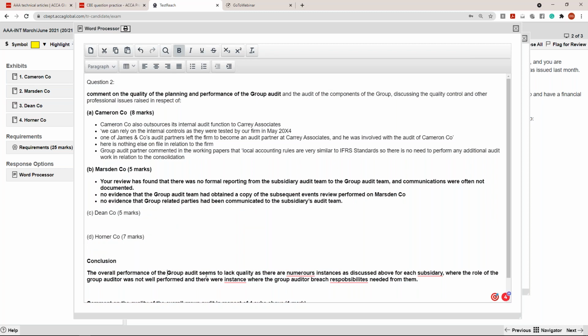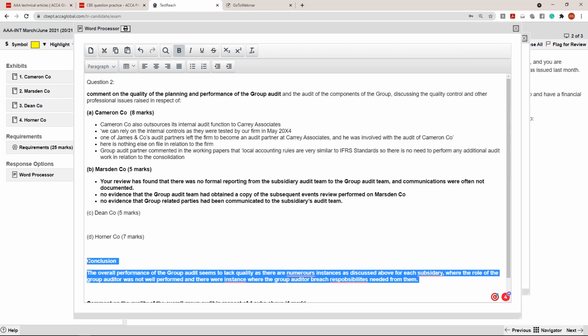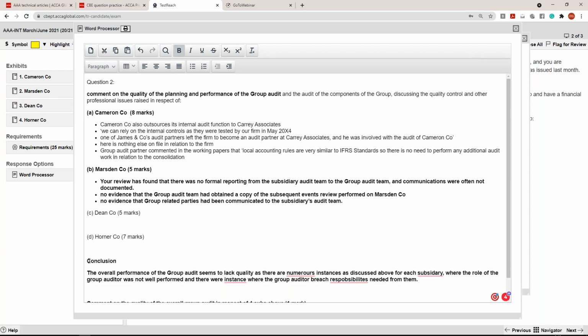Have we found some questionable role of the group auditor in Cameroon company, where the engagement partner was giving some very wrong advices? We found some issues with Marston company, where the group auditor was not bothered about obtaining evidence about subsequent events. There was no proper communication between the group auditor and the component auditor. So see, this is the conclusion, one at the end.